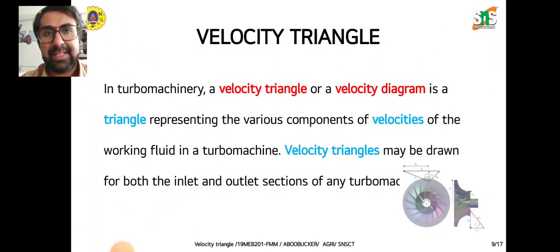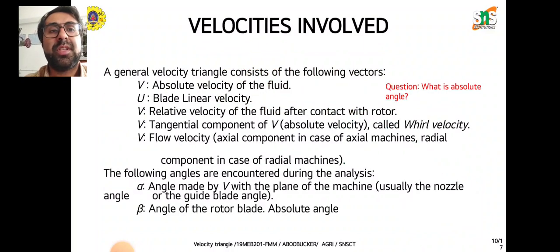Now coming to our case study, that's the velocity triangle. In turbomachinery, a velocity triangle or a velocity diagram is a triangle which represents the various components of velocities of the working fluid in a turbo machine. Velocity triangles may be drawn both at inlet and outlet sections of a turbo machinery.